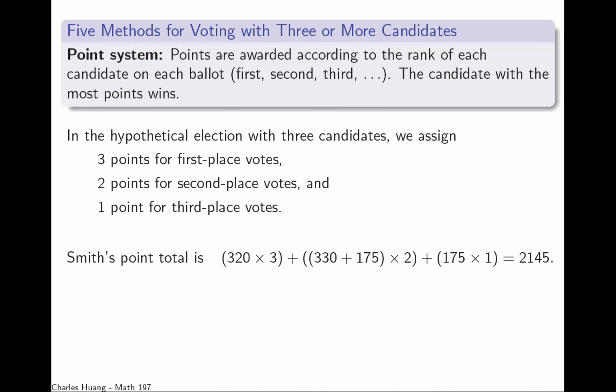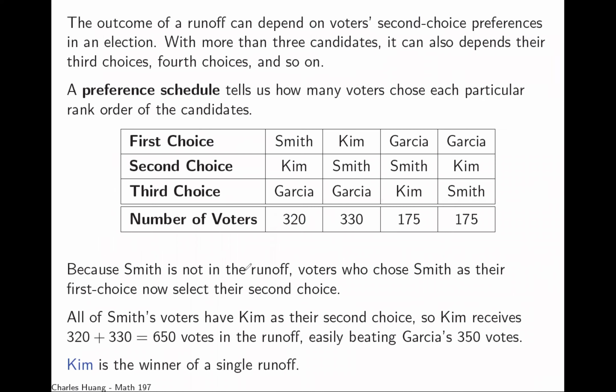So what we're going to do is look at the preference schedule, and we're going to tally up Smith's point total. You'll have to go back to the previous page, and we are looking at Smith. You'll notice that 320 people voted for Smith first. In this case, because we have 3 different choices, the points are 1 point for the third choice, 2 points for the second choice, 3 points for the first choice.